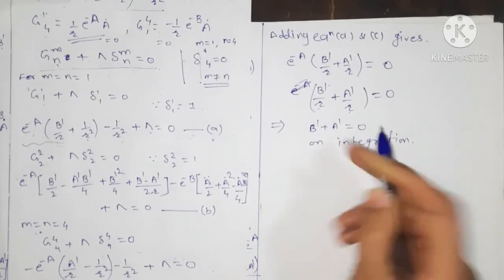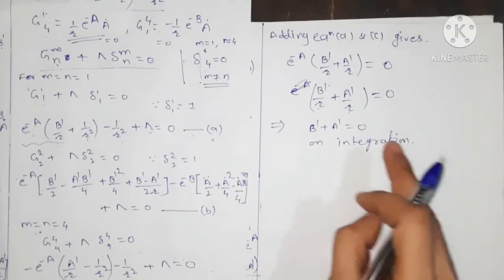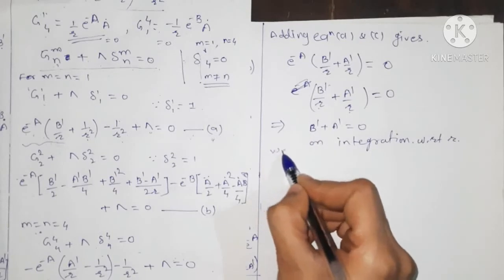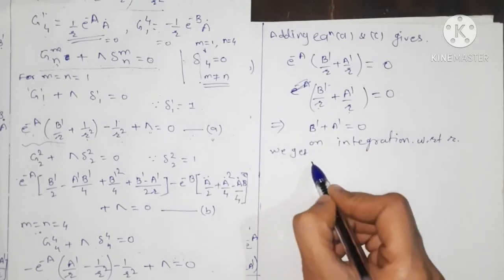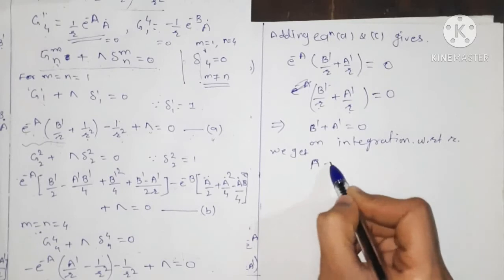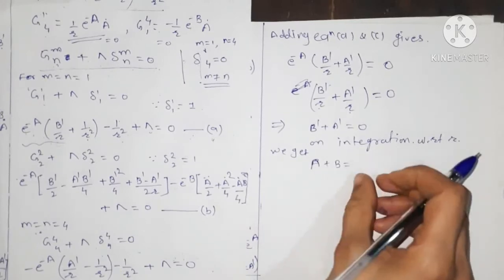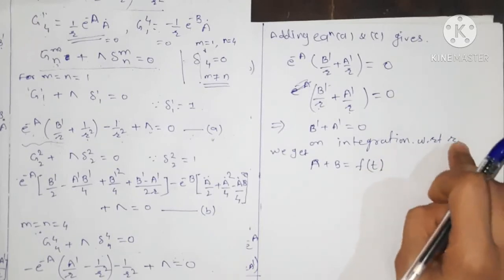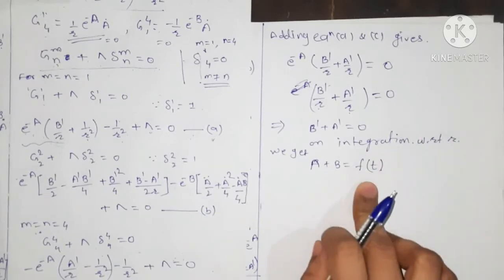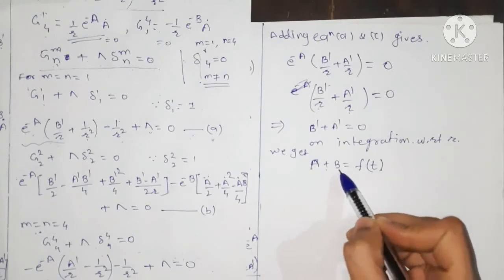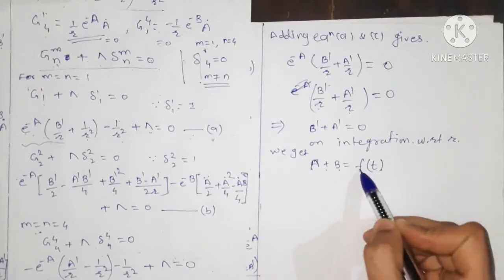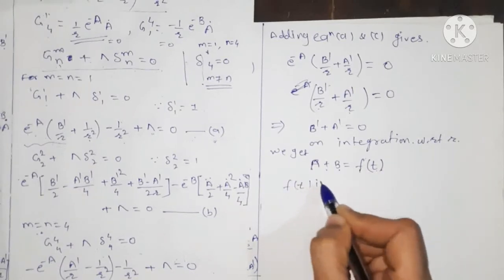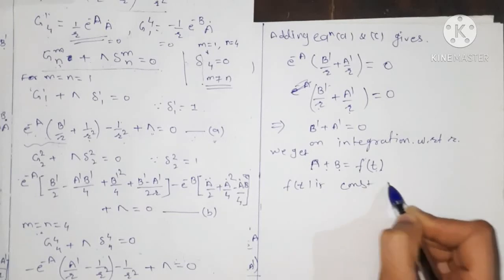because here the derivative is present, we take the integration with respect to r, which gives us a plus b is equal to some constant, and we take that constant as a function of t, because the integration is with respect to r, so t is constant. Therefore a plus b is equal to a constant, that is nothing but our function which depends on t. So f of t is the constant of integration.